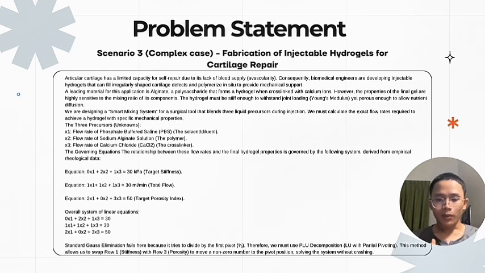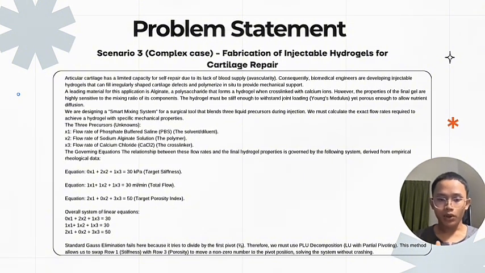However, the properties of the final gel are highly sensitive to the mixing ratio of its components. The hydrogel must be stiff enough to withstand joint loading, yet porous enough to allow nutrient diffusion. We are designing a smart mixing system for a surgical tool that blends 3 liquid precursors during injection. We must calculate the exact flow rates required to achieve a hydrogel with specific mechanical properties.